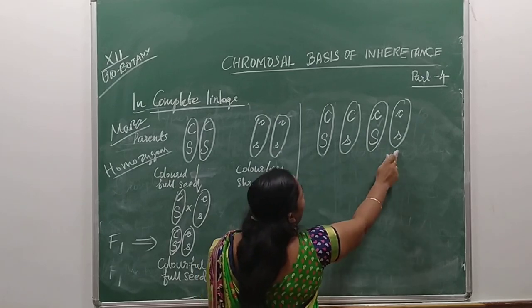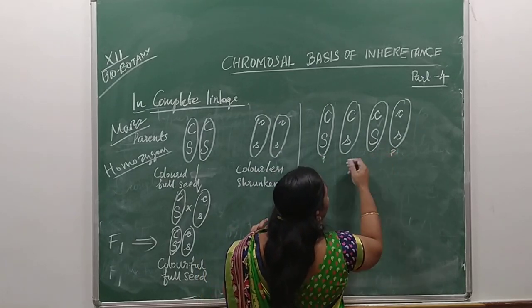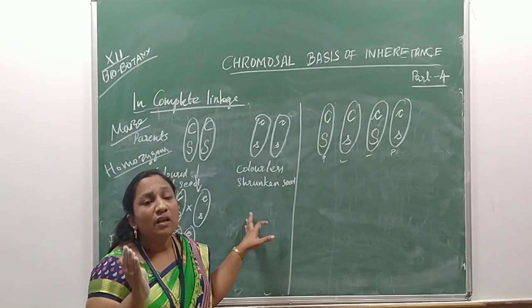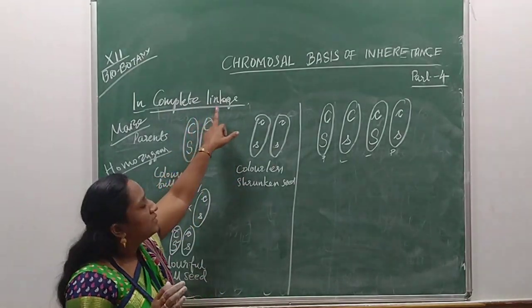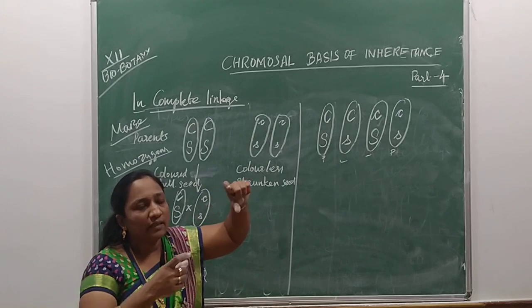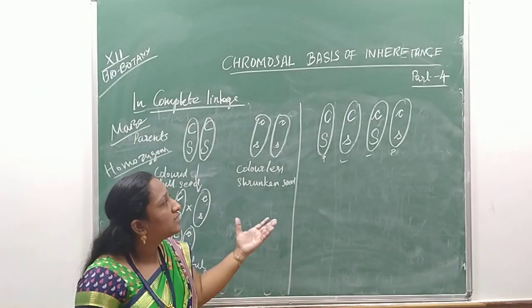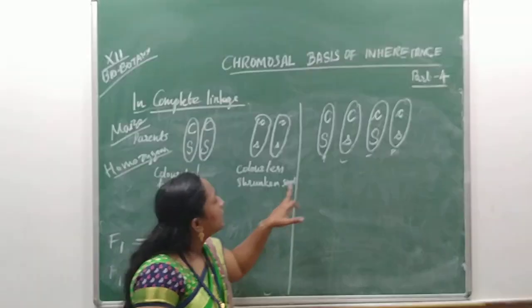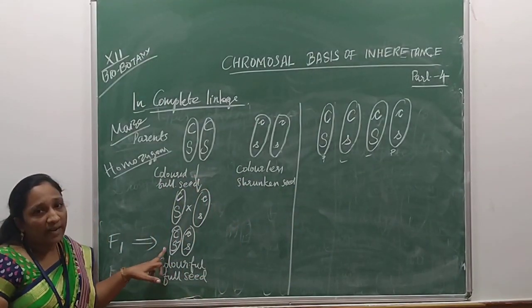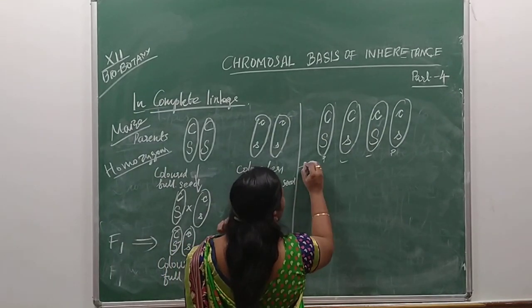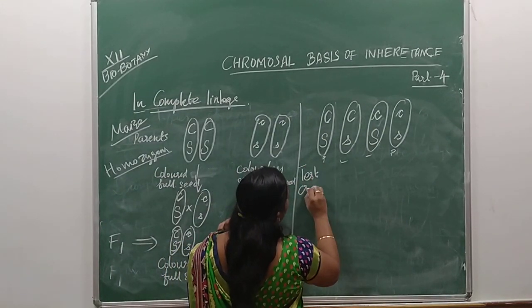So 2 are parental characters, and these 2 are recombinant gametes. They are possible because it is incomplete linkage. Incomplete linkage means there is a distance between the 2 genes, so a lot of crossing over chance is there. So now these are the 4 gametes we are getting from the F1 hybrid. This F1 hybrid will now undergo a test cross.